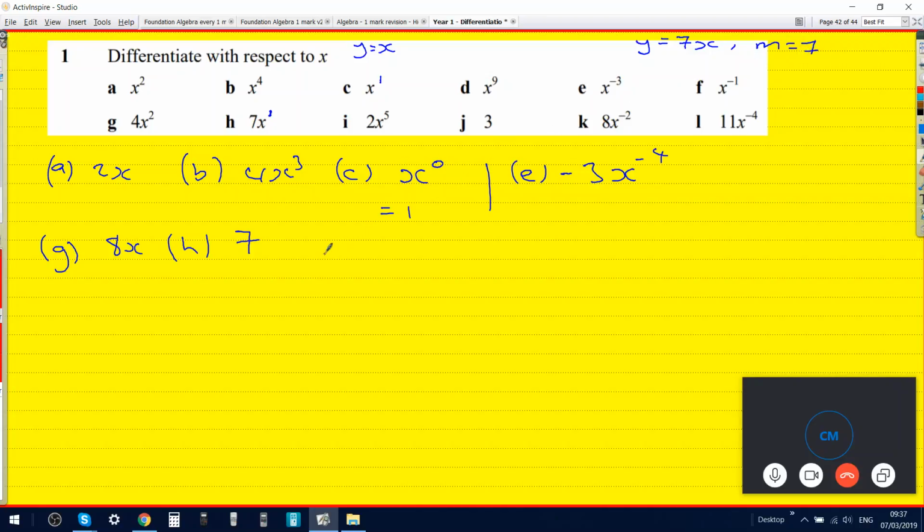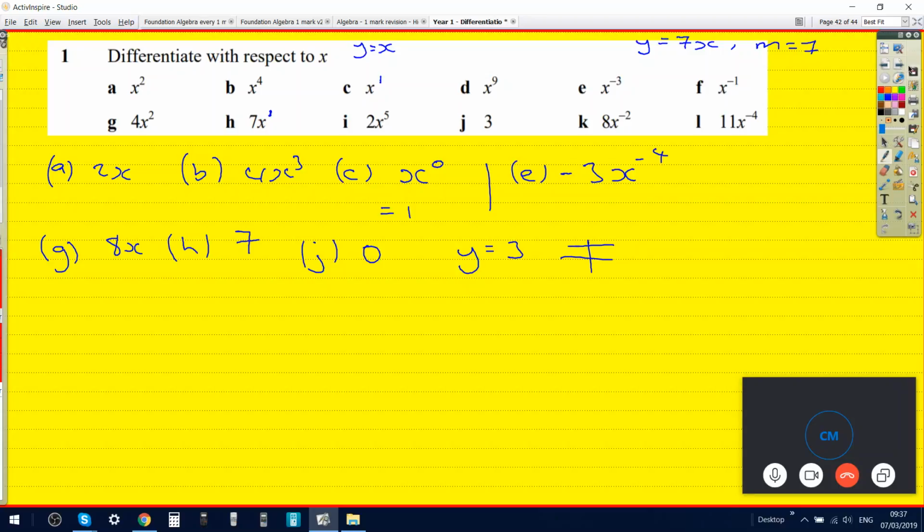How about J? I have no idea, sorry. Just get rid of it. Yeah, it's basically 0. And that's because the gradient of the line y equals 3 is 0. It's a flat line across. Yeah. And the rest of those are fine.